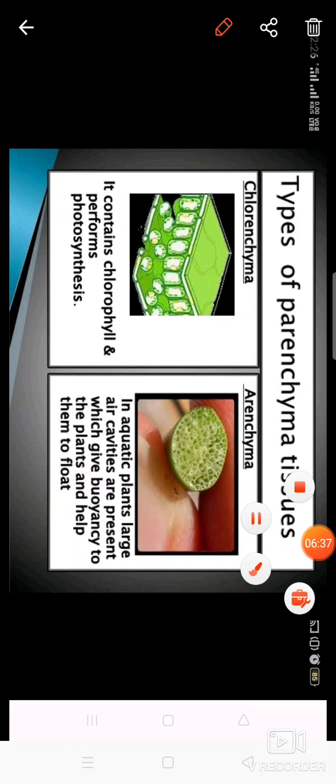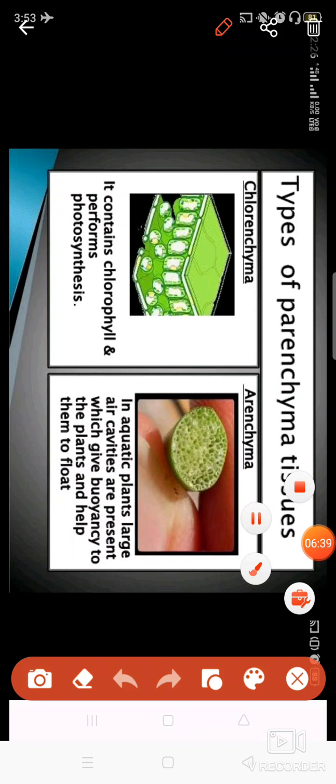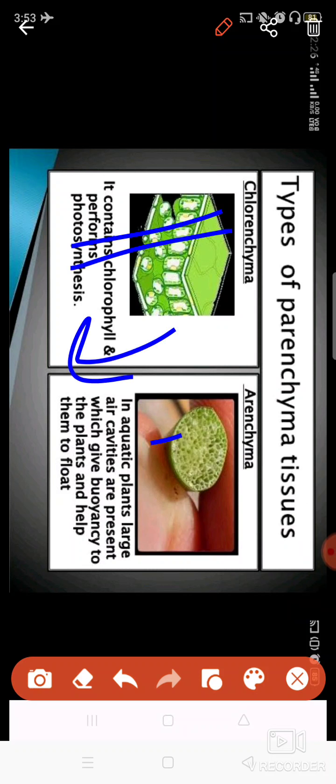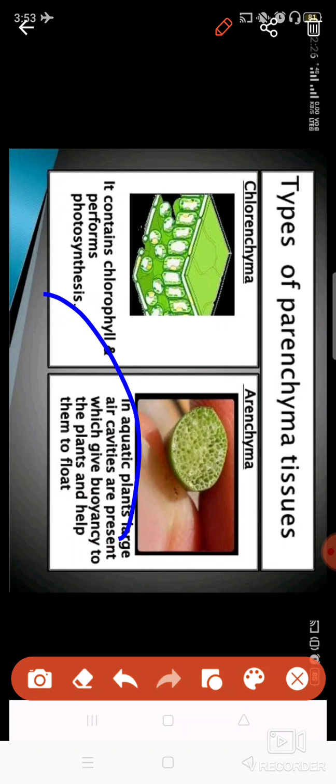It is present in aquatic plants so that they can easily float in the water. They will not sink in the water. That is the reason these are present in aquatic plants, to give them buoyancy. Buoyancy is basically a property by which anything floats on water.